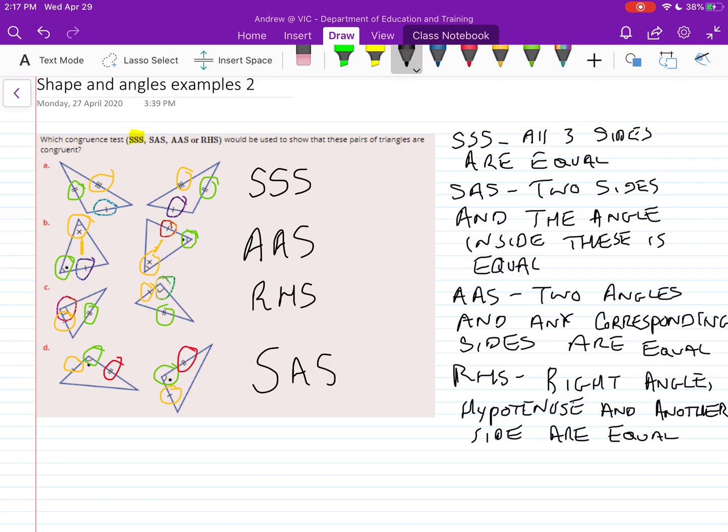So really the main trick to actually doing these is remembering your information here, just what all of these represent. So just remember S stands for side, A stands for angle, R stands for right angle, and H stands for the hypotenuse. So if you remember that, you should be able to remember all the different congruence tests for triangles. So hopefully this helps, and good luck with congruence of triangles.